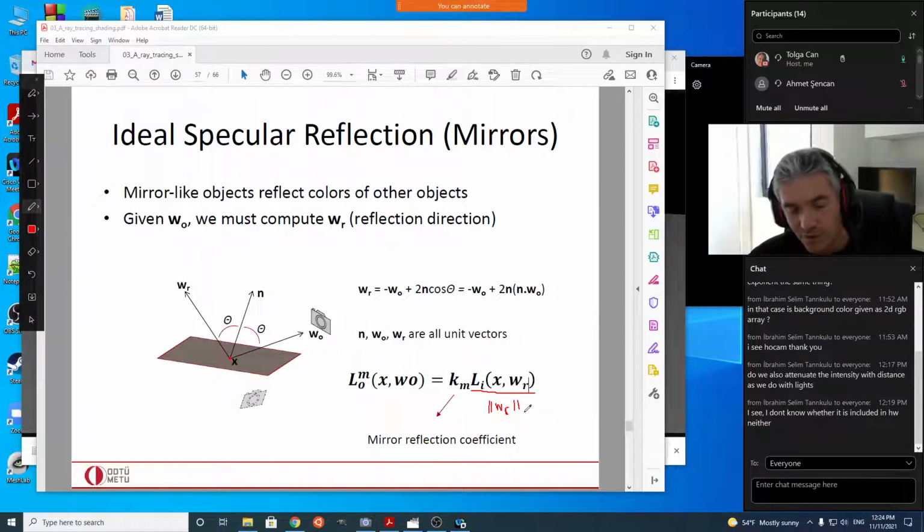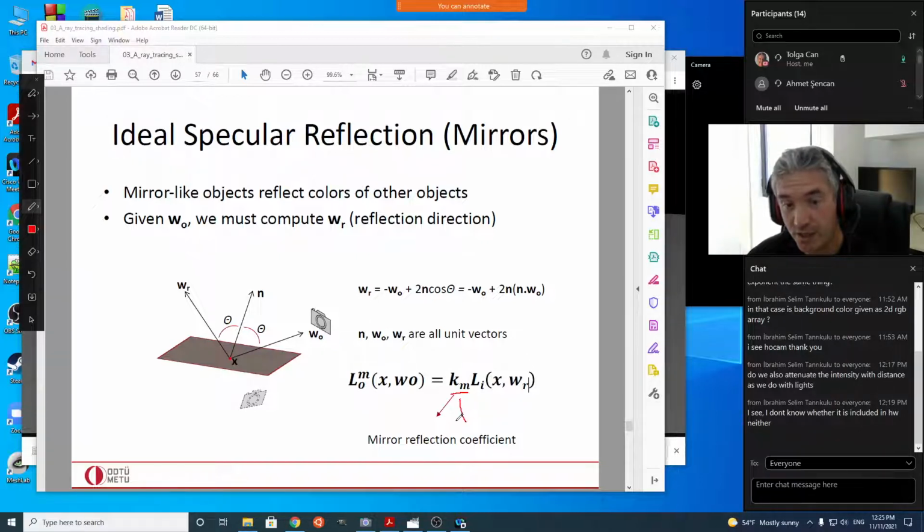Actually, what we need to do is, whatever that t is, the closest t that we will find later, if you divide this part by t square, you would have the attenuation that you suggested. But this shows that we are not doing that attenuation. The attenuation, we don't consider that with reflection colors. So we directly multiply it with this mirror reflection coefficient, which tells us how mirror-like this surface is.